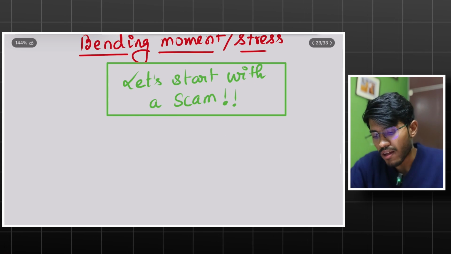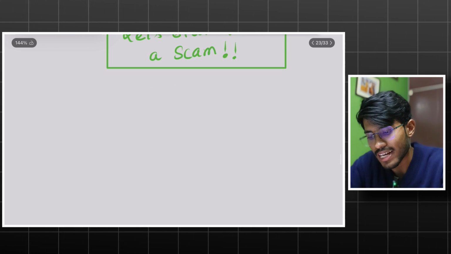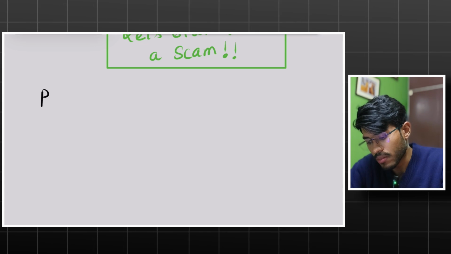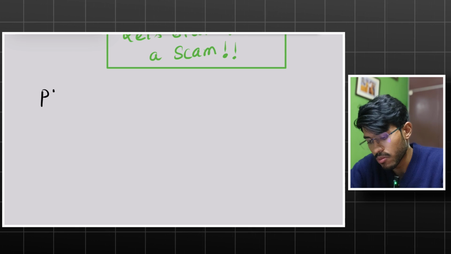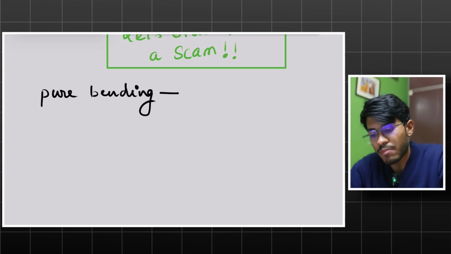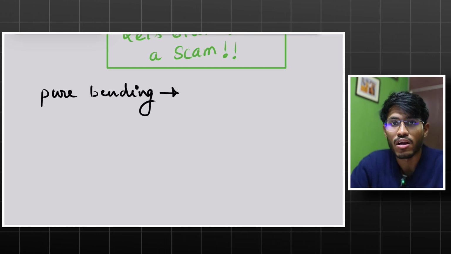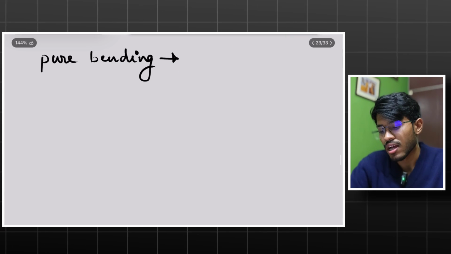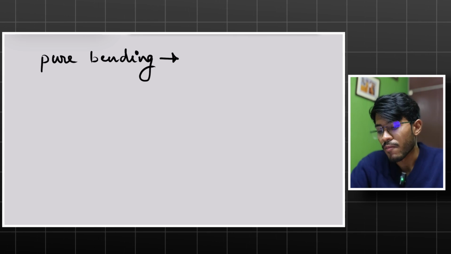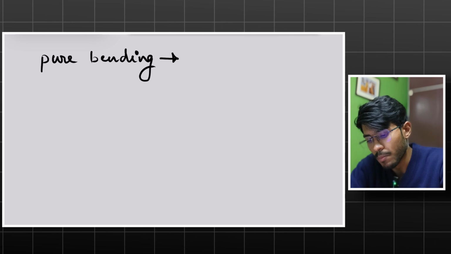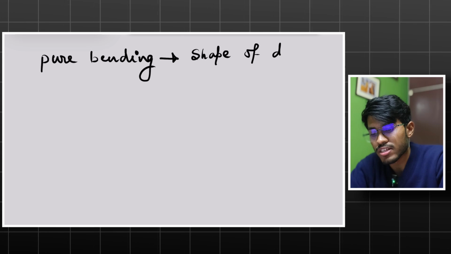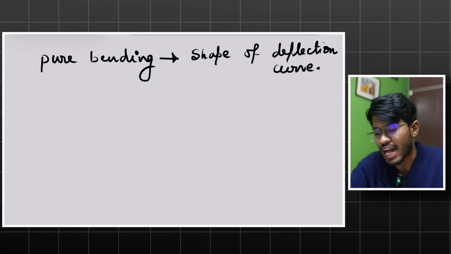I will be asking a simple question to you. If a beam is subjected to pure bending, and I am not right now giving the boundary conditions, you have to just say what will be the shape of the beam, I mean the deflected one. So pure bending, and you have to answer the shape of the deflection curve. Okay, so take your time.